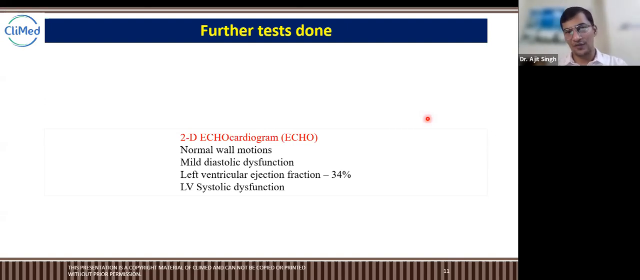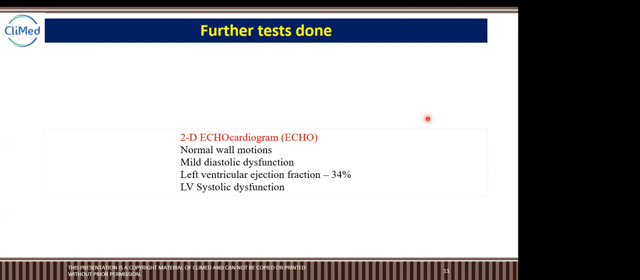Mild diastolic dysfunction, but left ventricular ejection fraction is 34%. 34% means which category of heart failure? Reduced ejection fraction, HFrEF.